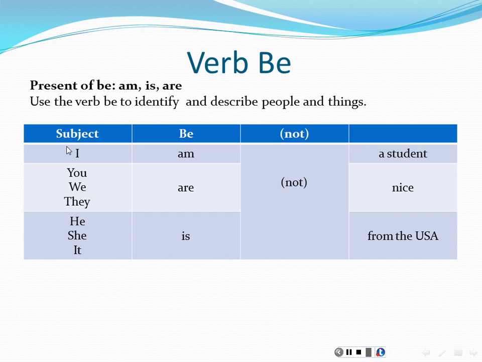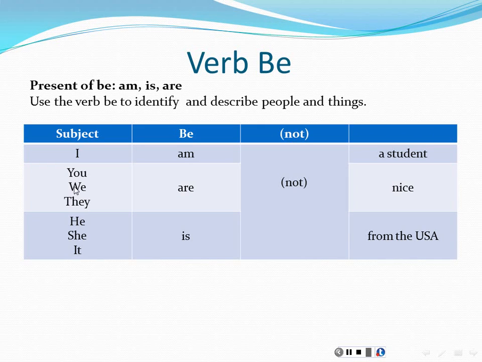So I, as we said, singular. If I'm talking about myself, I'm one, and I'm talking about myself, we say I am a student. I am a student, but I'm not a student, I'm a teacher. So I can say about myself, I am a teacher. Or I am a lecturer. So if I am not a student, I can say I am not a student. I can add not here to make it negative. So I am a teacher, I am not a student.